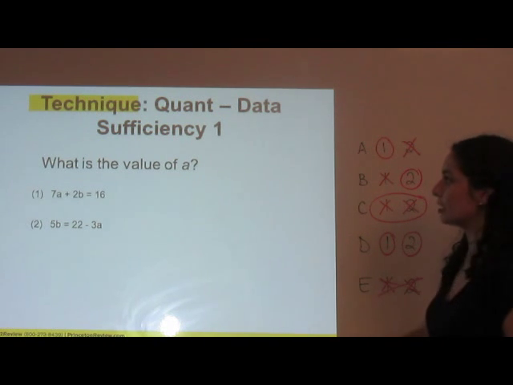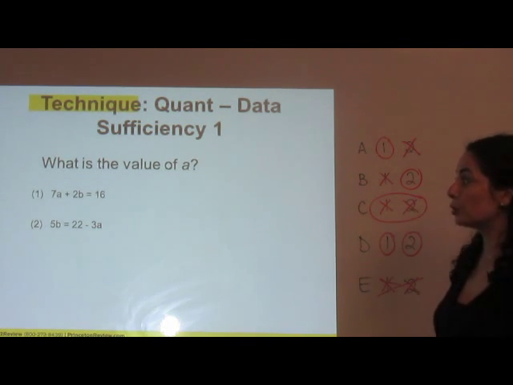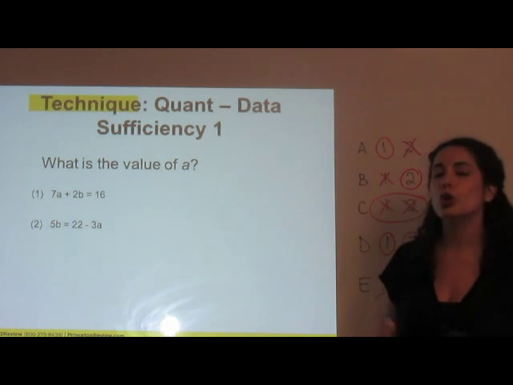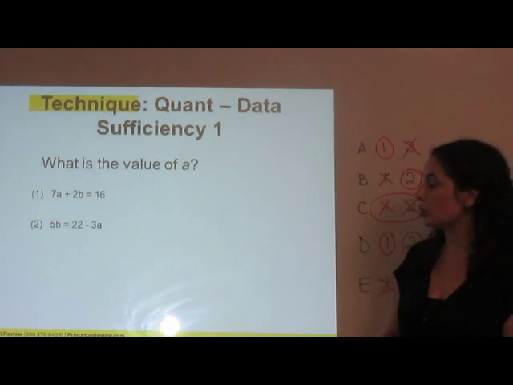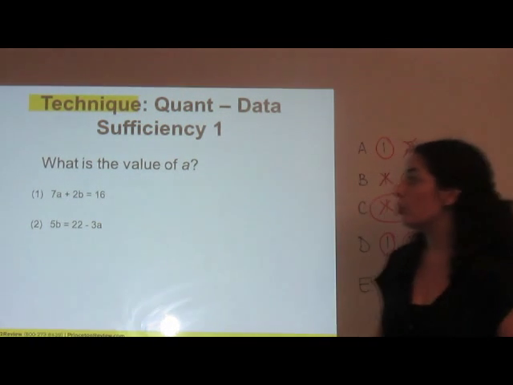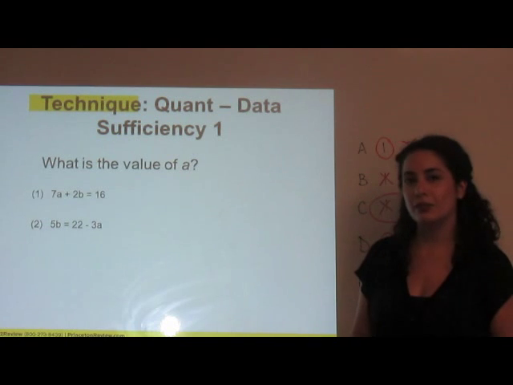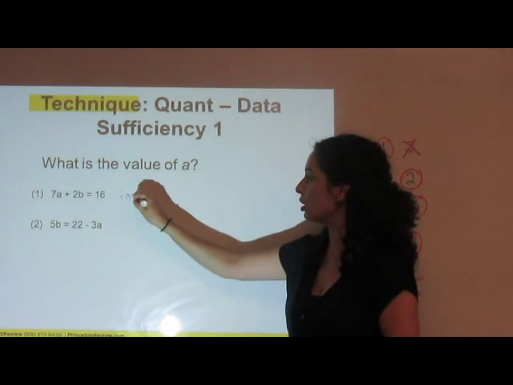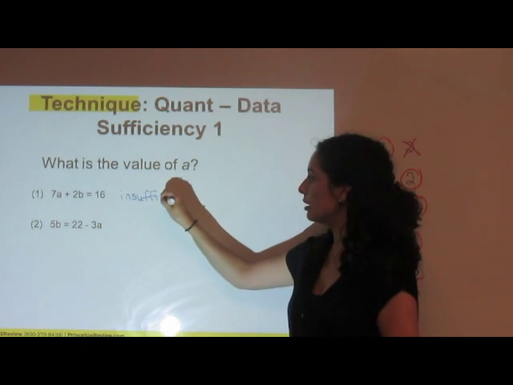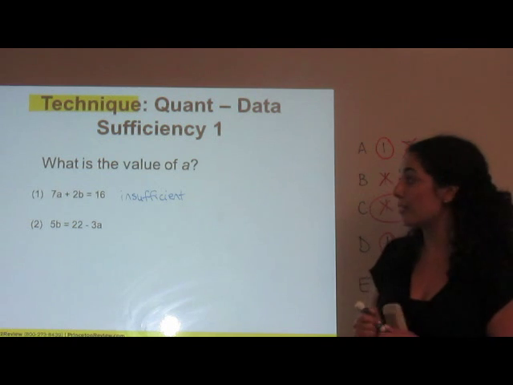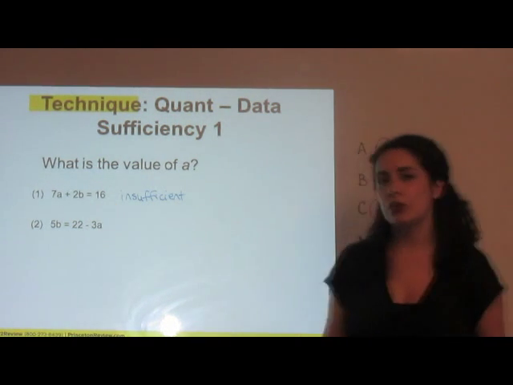So this question is asking us for the value of A. And so what we're trying to answer is not actually what is the value of A, but if I wanted to, could I solve for A? So starting with statement 1. Statement 1 says 7A plus 2B equals 16. Well, that on its own would not be a sufficient amount of information because we've only got one equation and two variables. And if I have two variables, I need to have the same number of equations. I need to have two equations. I don't know what B is here, so how could I solve for A?